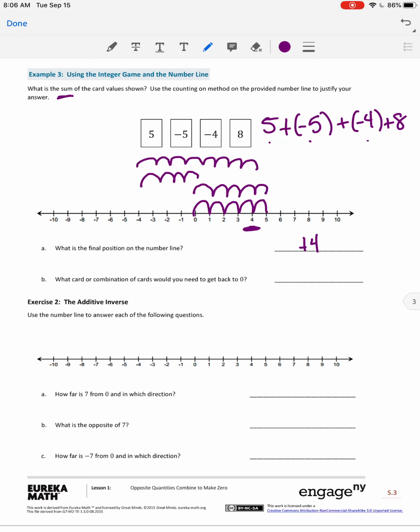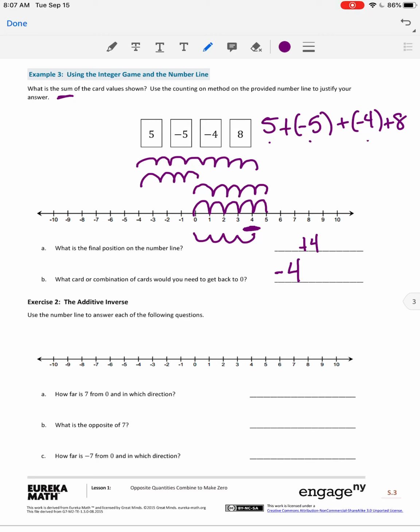Well, if I'm starting at 4 and I need to get back to 0, I need to actually get a -4 card so that I can move left 4 spaces. 1, 2, 3, 4. Do you notice the relationship between +4 and -4? Keep that in the back of your mind.